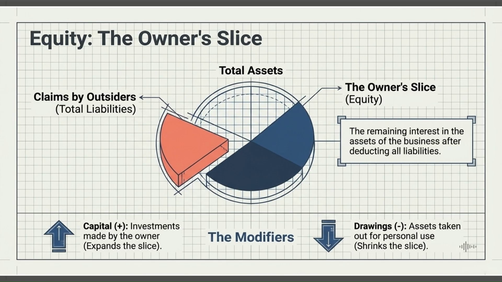Drawing with a minus sign is the reverse. Assets taken out for the owner's personal use. Cash withdrawn. Stock taken home. The business hands assets back. So the slice shrinks. Say this to yourself and remember it. Drawings are not an expense, they are a reduction in equity. The distinction is the whole point of the diagnostic trap we will reach in a few slides. And capital and drawings are only two.